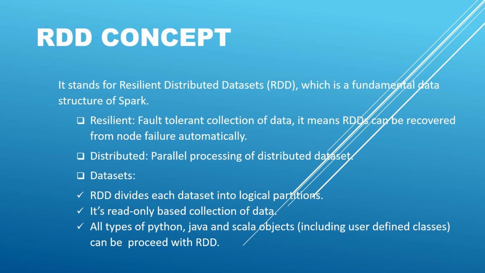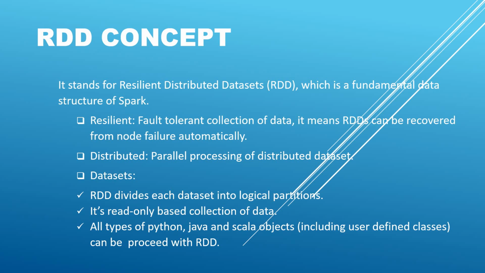It stands for Resilient Distributed Dataset, which is a fundamental structure of Spark. Now let's check what exactly every word of this full form means. First is resilient. It is nothing but a fault tolerant collection of data. It means RDD can be recovered from node failure automatically. It is distributed. It means RDD does parallel processing of distributed dataset.